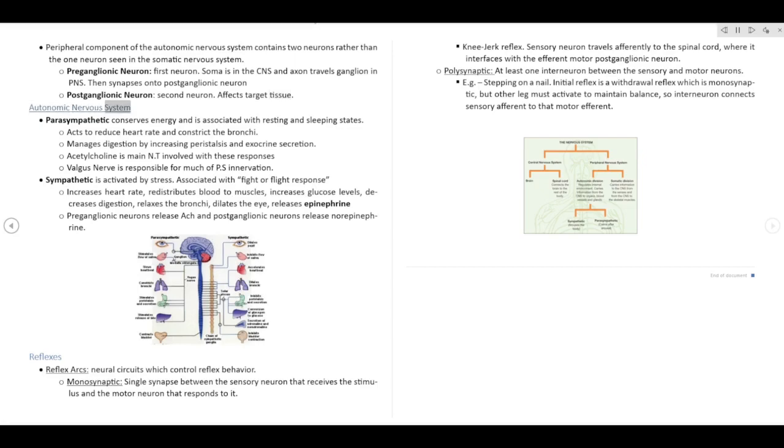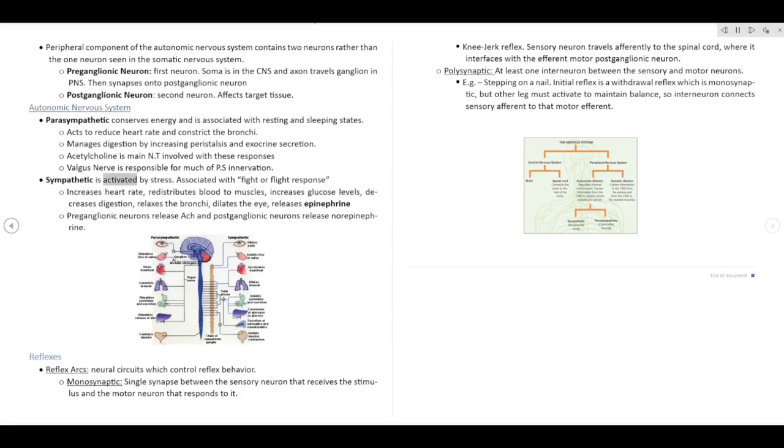Autonomic nervous system: the parasympathetic system conserves energy and is associated with resting and sleeping states. It acts to reduce heart rate and constrict the bronchi. It manages digestion by increasing peristalsis and exocrine secretion. Acetylcholine is the main N.T involved with these responses. The vagus nerve is responsible for much of P.S. innervation.